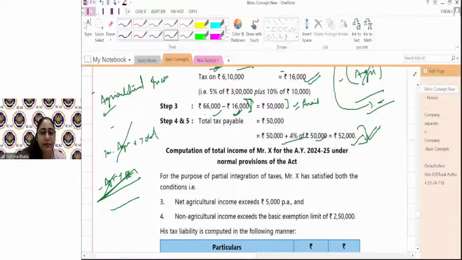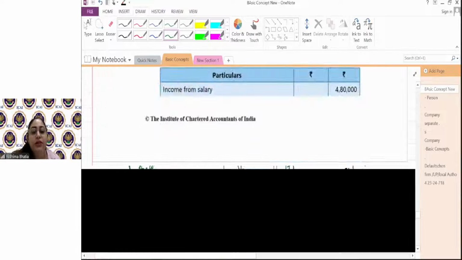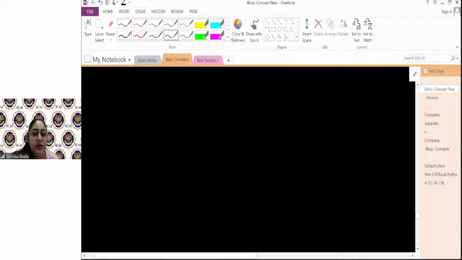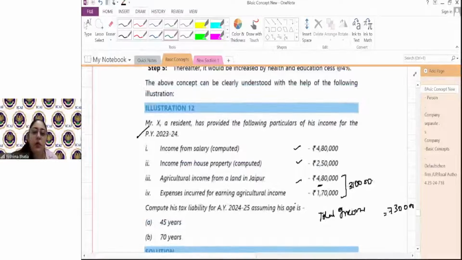Increase it by rebate. Now quickly do the same question for a person who is 70 years old, as given in the book. Without seeing, do it. Take 5 minutes. Do it. If you have any doubt, I'll take it up. But please honestly do it as per 115 BAC. Now you will ask, ma'am, should I apply 115 BAC or the old scheme? It is totally on you.